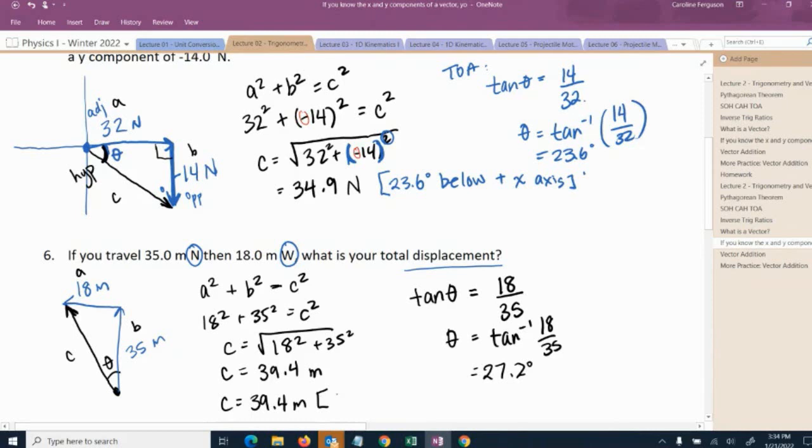Okay, so this is north, 27.2 degrees west, or 27.2 degrees west of north. Good, Marion. Question 9, I'm going to get to.